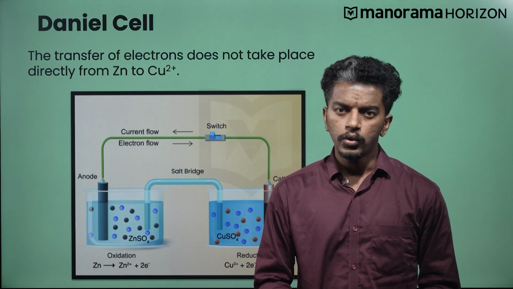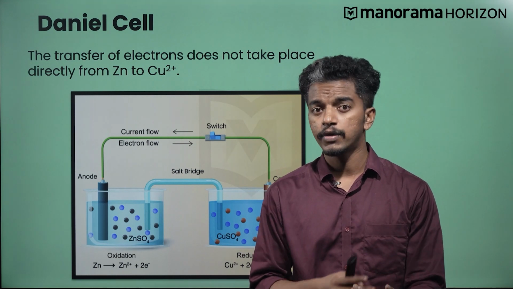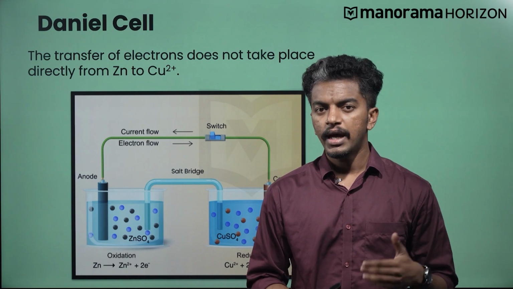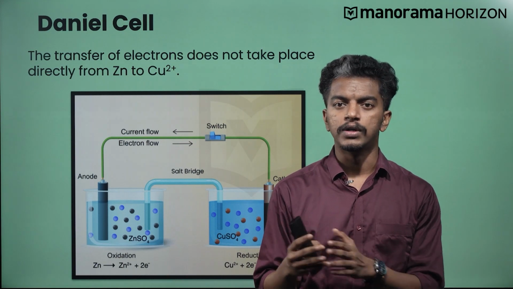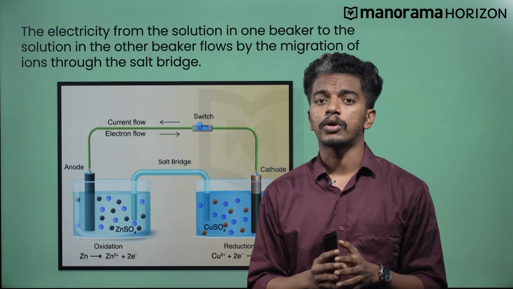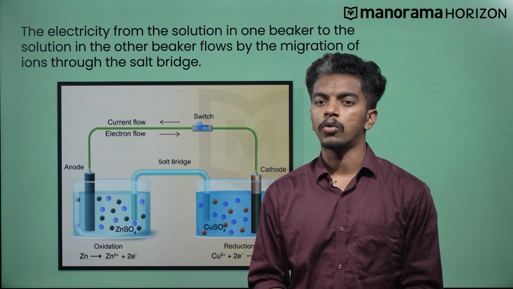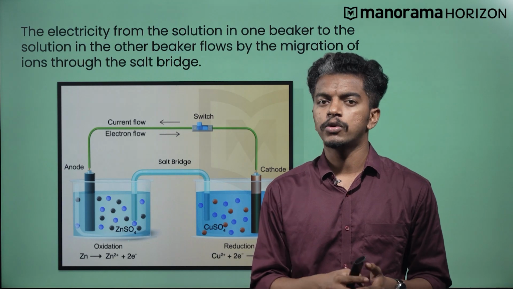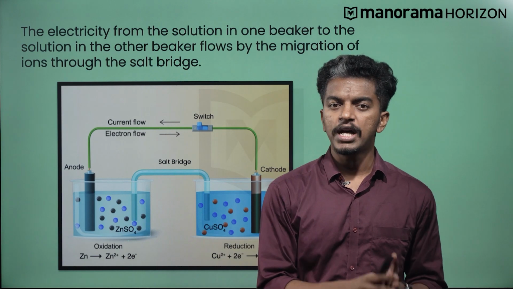So, the first observation after turning the switch on was that the electrons were not transferred directly from zinc to copper, but through the metallic wire connecting the two rods. The arrow on the top of the diagram represents the flow of the current from anode toward the cathode. As you already know, electron transfer takes place only when there is a potential difference between two mediums. Here, the mediums are the zinc and copper rods in the beaker. So, the second observation was the electricity flow was because of the migration of ions from one beaker to the other through the salt bridge.